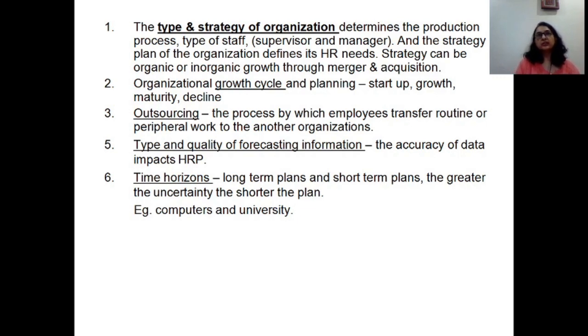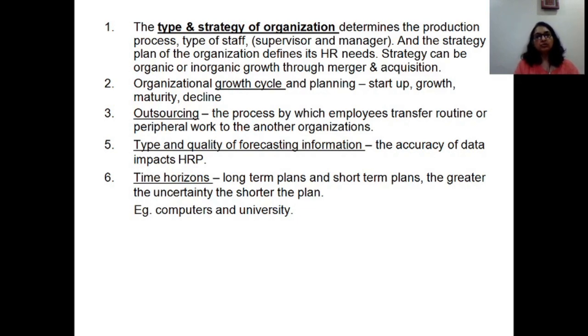And secondly, the growth cycle. So at which stage is the organization? Is it in the starting stage or at the growth stage or declining or maturity stage? So human resource planning is most needed during the growth stage when the organization is expanding in terms of the number of people required and in terms of scaling up the operations.